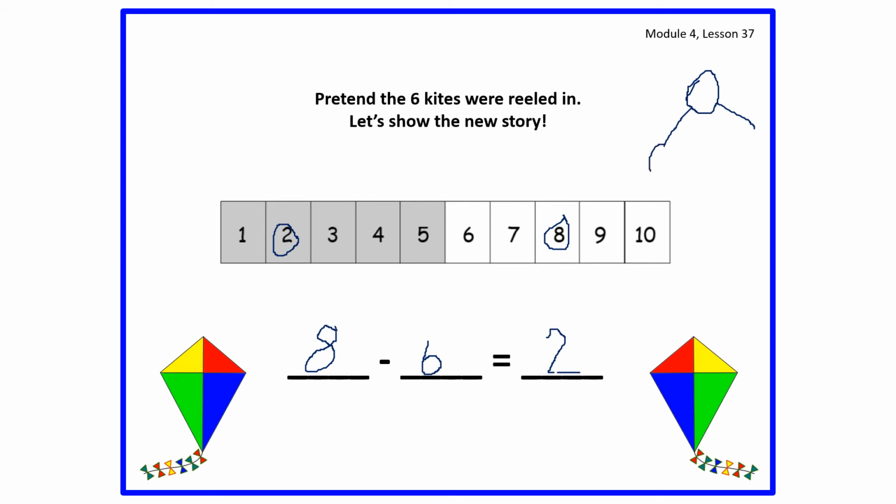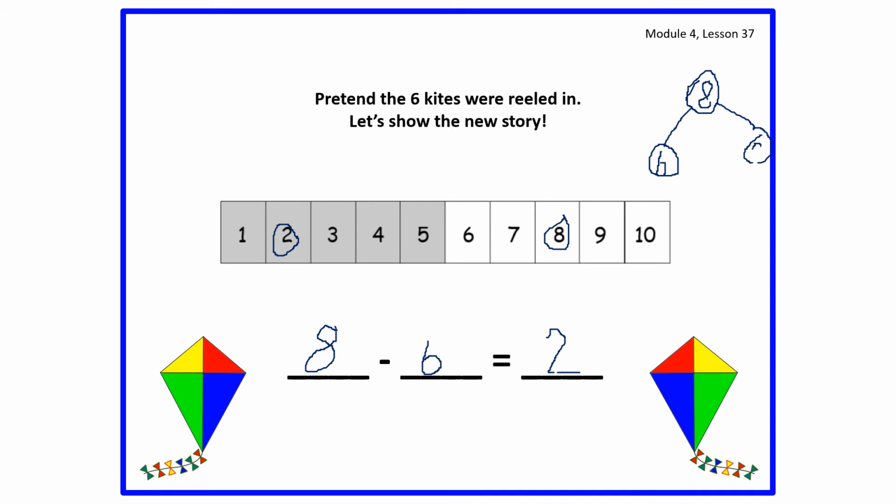So what is my whole number here? 8, that's right. 8 is our whole number because we had 8 kites total. What's the other part? What's one of the parts? Yeah, 6. 6 is one part. And why is that? Because 6 kites were reeled in. That's right. So how many kites were left flying in the air?